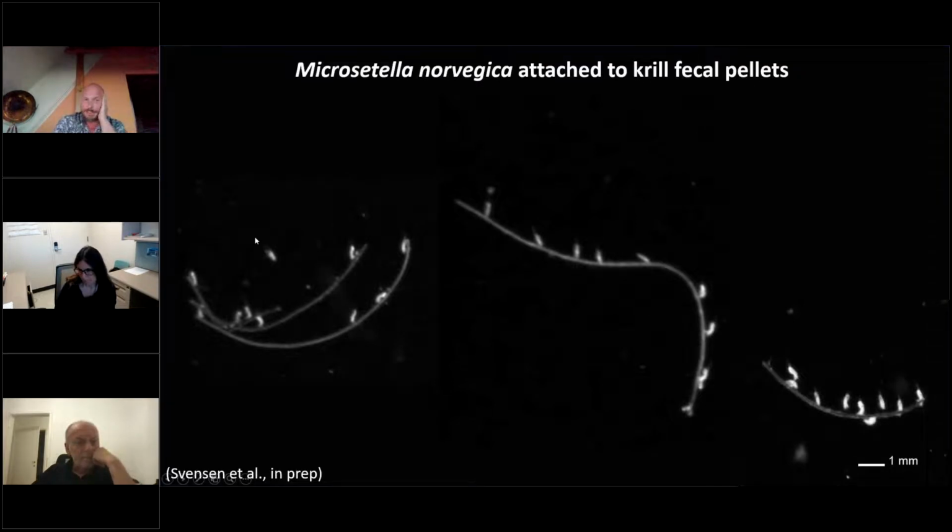What we did find, we don't really know what it means yet. So these long strings are fecal pellets from krill. And all these small organisms are Microcetella sitting on them. So we don't know if they use fecal pellets for food so much, or if they use them as a highway to go back down and then they continue their search up. But that's a study for later or for somebody else.